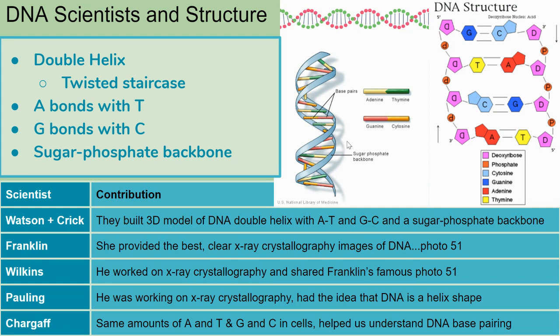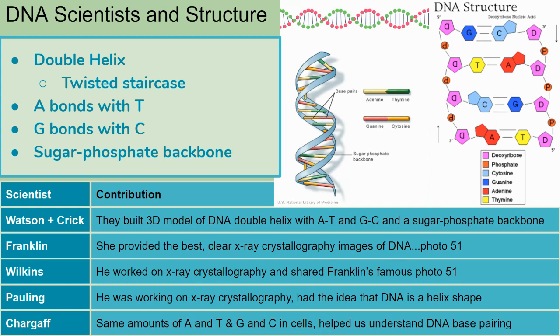Let's talk a little bit more about those scientists who discovered and told us about the structure of DNA. So the two most famous DNA scientists would be Watson and Crick. Watson and Crick actually got together with Wilkins and they published a paper. And in that paper, they showed off their 3D model of DNA. They built a 3D model actually out of like pieces of metal.